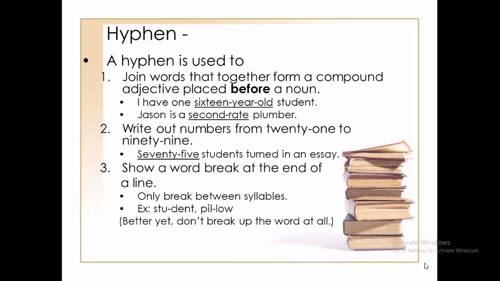Okay, number two, write out numbers from 21 to 99. So if you write any number restricted to 21 until 99, you have to use a hyphen, like 75 students turned in an essay. Number three, show a word break at the end of a line. Only break between syllables, like student, pillow.